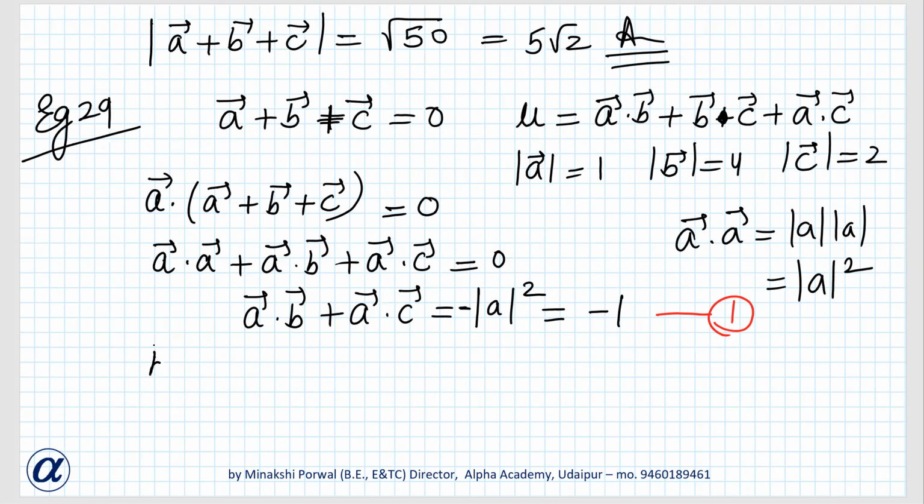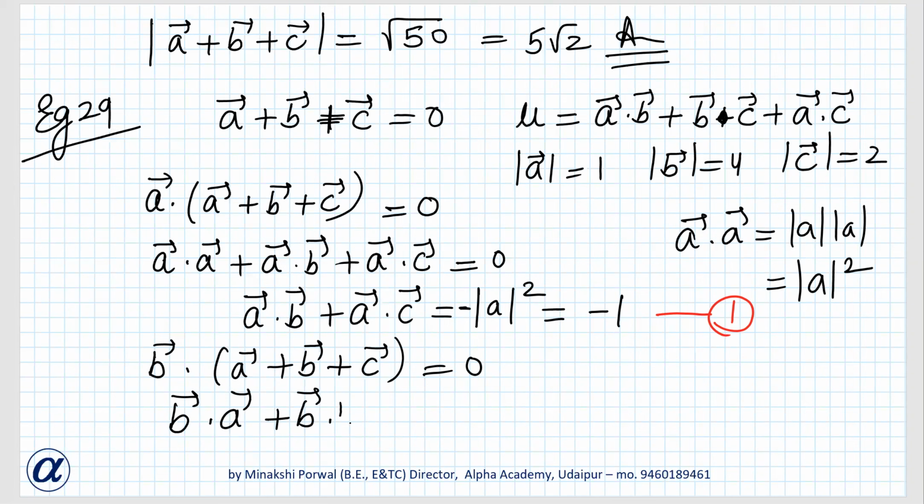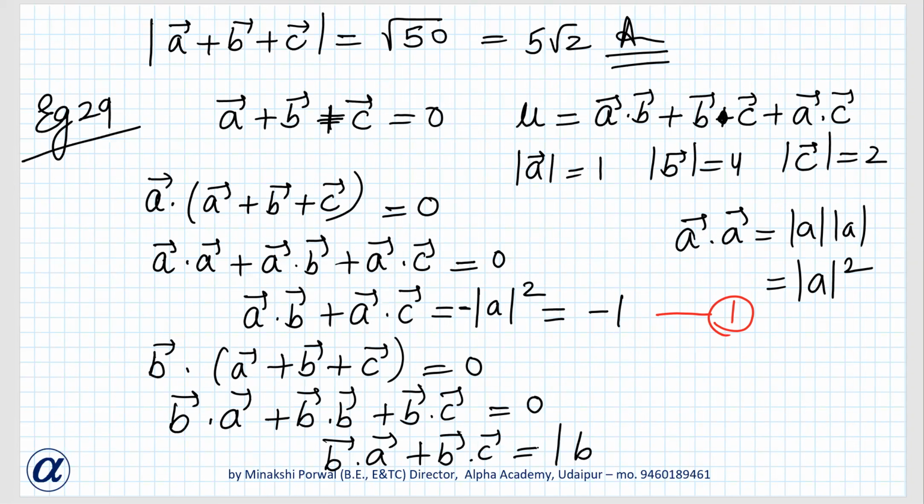Similarly, we can write B dot A plus B plus C equals to 0. So this will be B dot A plus B dot B plus B dot C equals to 0. Or we can write B dot A plus B dot C equals to minus of mod of B square, that is equal to minus of 4 square, that is minus 16. Okay. Is it clear till here? Yes, ma'am.